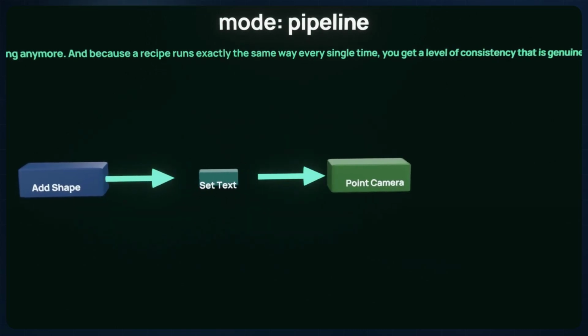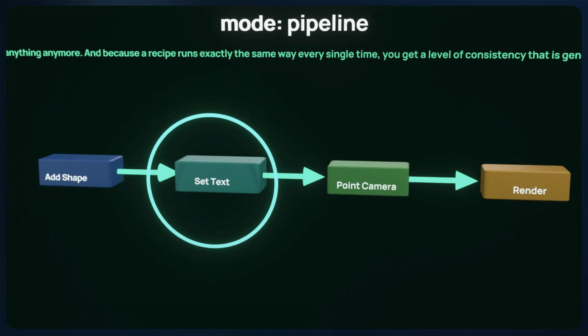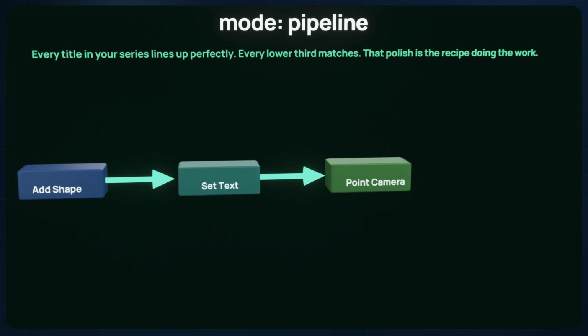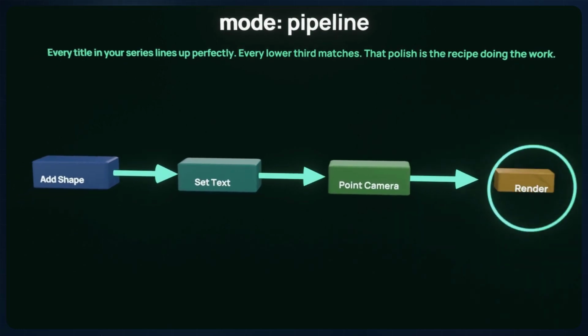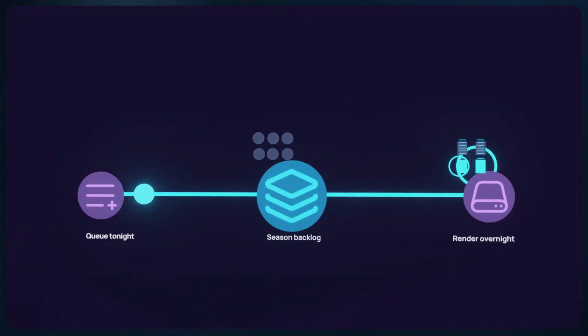And because a recipe runs exactly the same way every single time, you get a level of consistency that is genuinely impossible to hit by hand. Every title in your series lines up perfectly. Every lower third matches. That polish is the recipe doing the work. Here is where it gets a little bit magical.